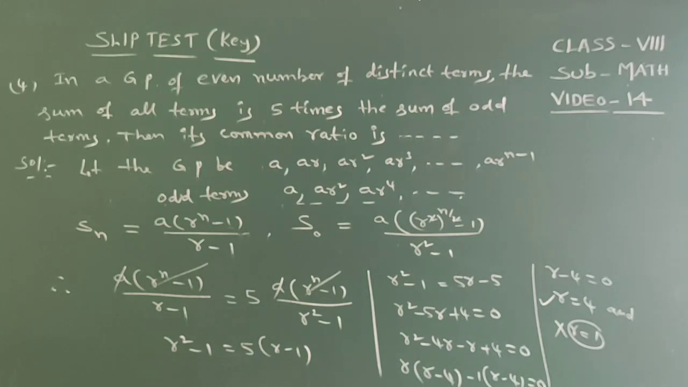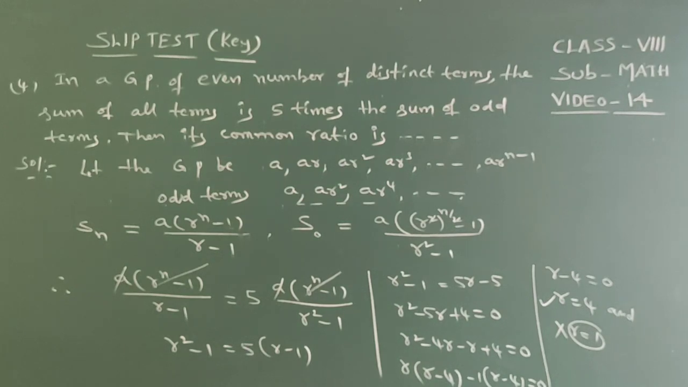Total number of terms are n, which means odd terms are n by 2, even terms are n by 2. We need the odd terms, that's why n by 2. 2 gets cancelled, minus 1 by R square minus 1. And another condition they gave: the sum of all terms is 5 times the sum of odd terms. That's why A into R power n minus 1 by R minus 1 equals 5 into A into R power n minus 1 by R square minus 1. A gets cancelled in the numerator part and in the product form, that's why you can cancel. So A gets cancelled, R power n minus 1 gets cancelled.